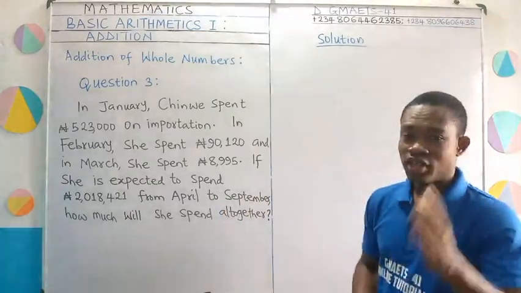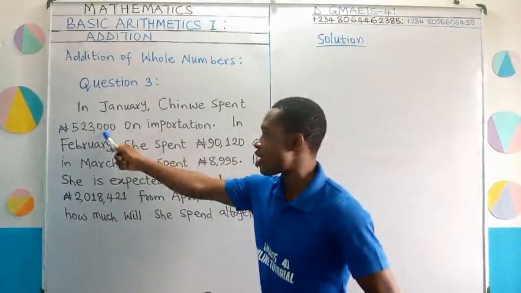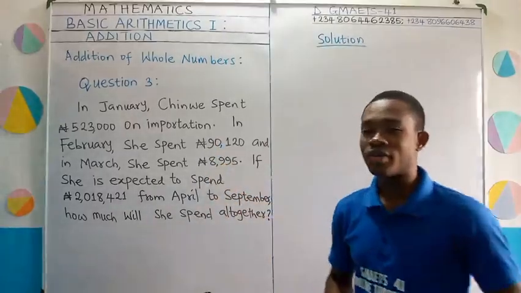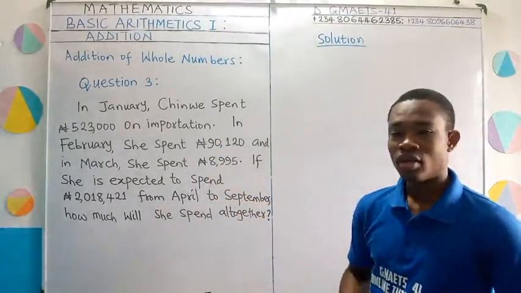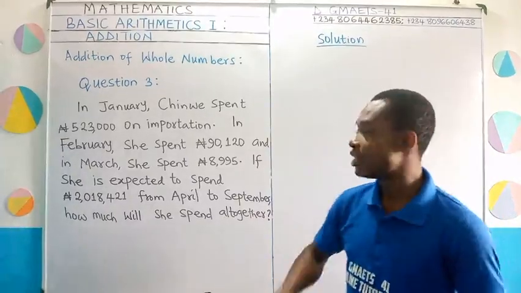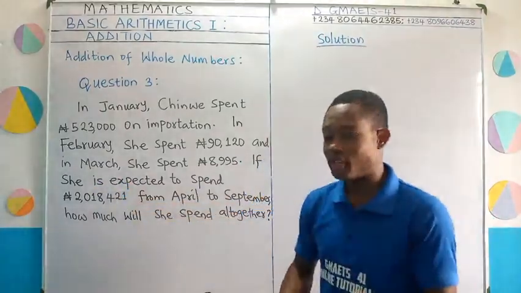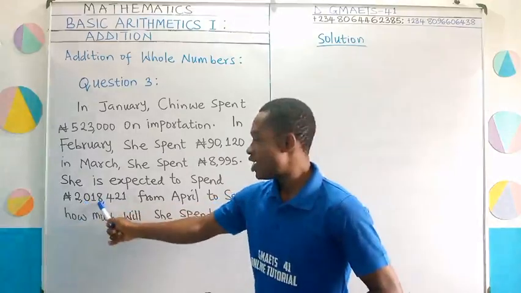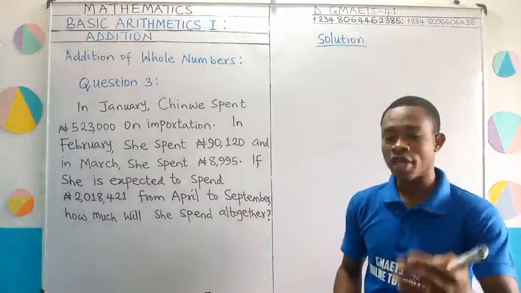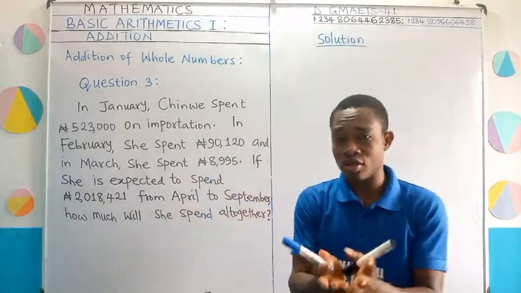The question reads, in January, Chinwe spent 523,000 naira on importation. In February, she spent 90,120. And in March, she spent 8,995 naira. Alright, if she is expected to spend 2,018,421 from April to September, how much will she spend altogether?